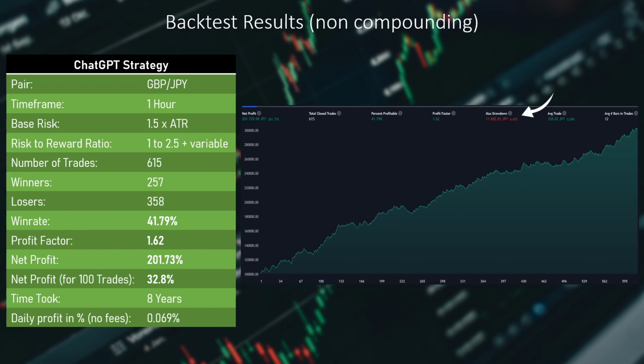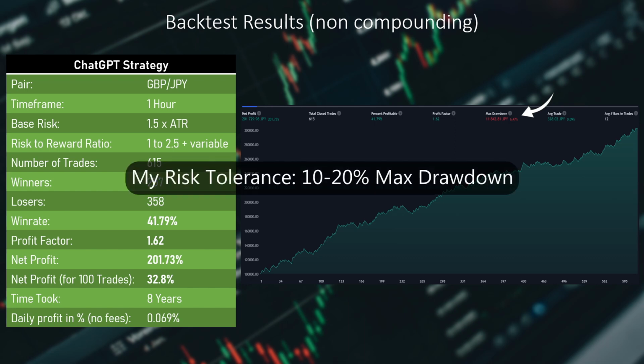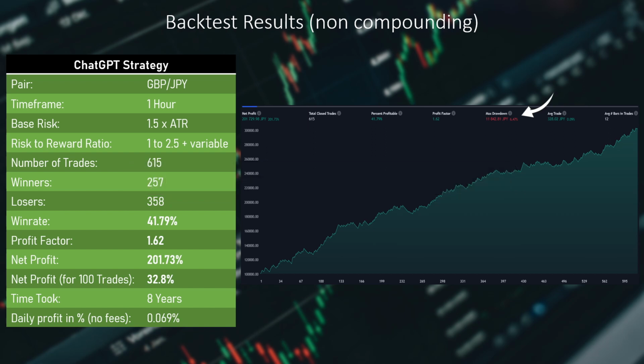This is a super cautious setup, as my risk tolerance is between 10 to 20% max drawdown. Just imagine what would be the results if we increase the risk per trade to 2 or 3%. We could see net profits up to 600%. And that's not even taking into account the potential gains from using a compounding function.